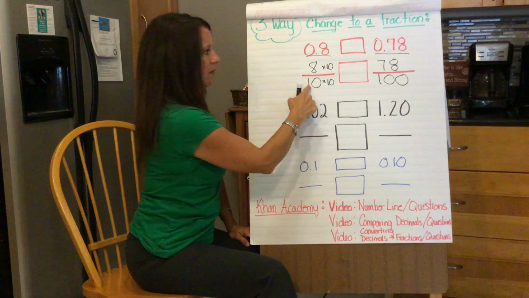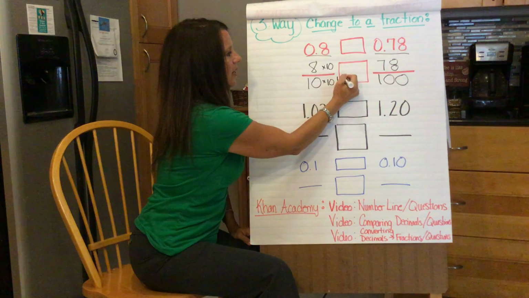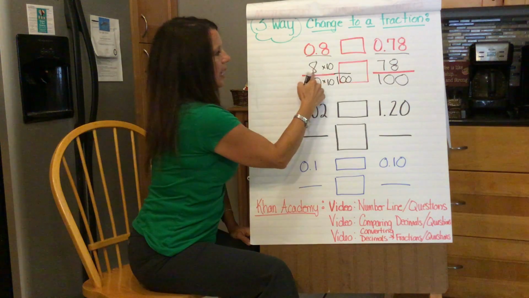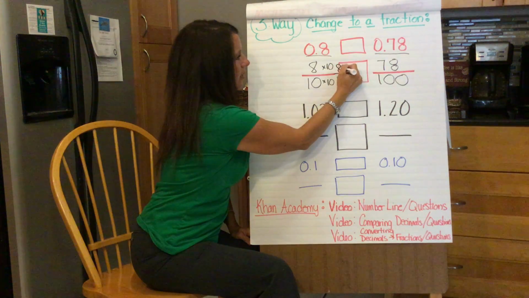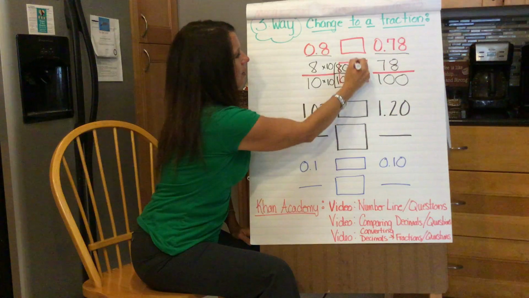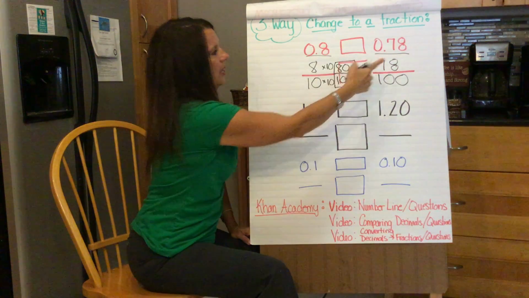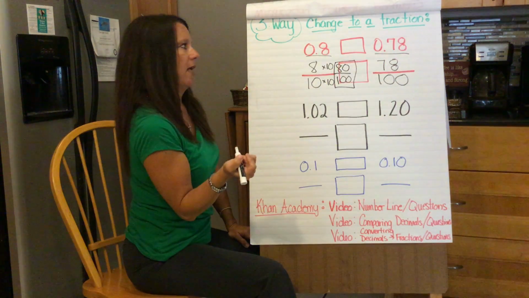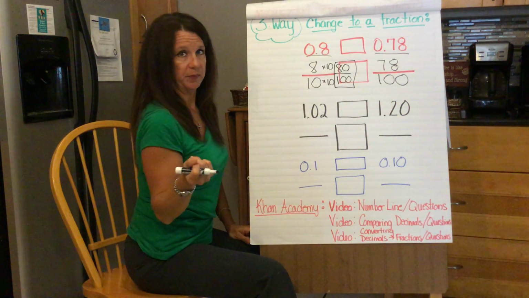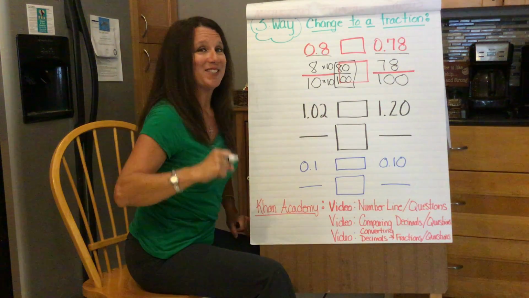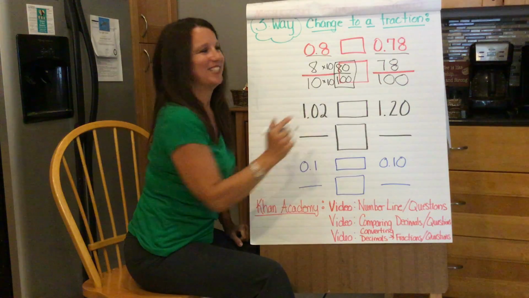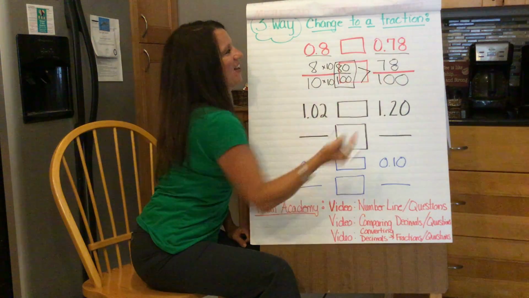Which would give me, this would make that into 100, right? And 8 times 10 is 80. So now I can compare 80 hundredths and 78 hundredths, and that would be what? That's right! 80 hundredths is greater than 78 hundredths.